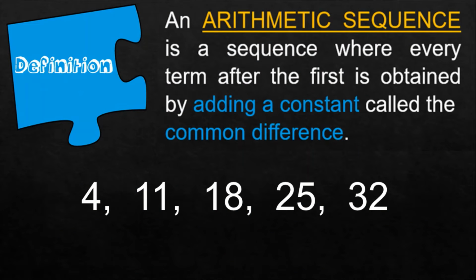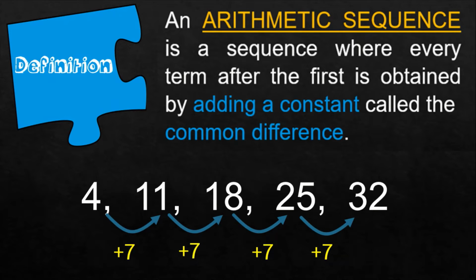An arithmetic sequence is a sequence where every term after the first is obtained by adding a constant called the common difference. So, tingnan natin itong given sequence. We have 4, 11, 18, 25, 32. 7 is being added to each of the terms. Since pare-parehong 7 ang na-add from each of the terms, we say that this sequence is an example of arithmetic sequence. And 7 is the common difference.